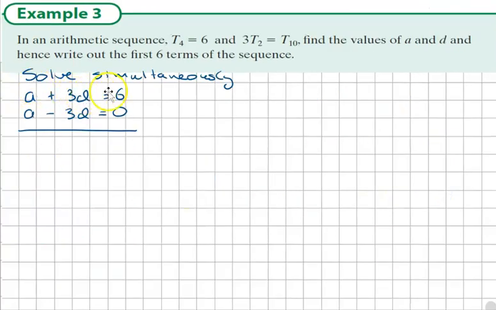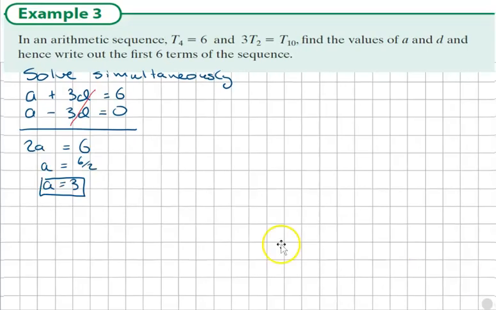So we have a plus 3d is equal to 6, and a minus 3d is equal to 0. So the 3d's will cancel, because plus 3d minus 3d is 0. We've got a plus a, which is 2a, and 6 plus 0 is 6. Dividing across by 2, we get 6 divided by 2, which is 3. So now a is 3. So we found a. That was the first thing we had to find. We found a. We need to now find d.